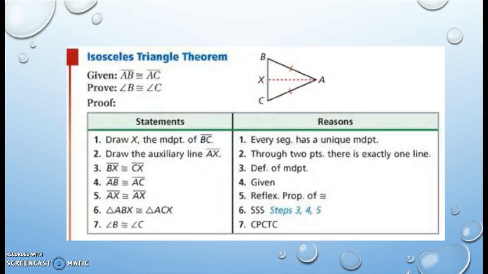Before we look at some problems, let's go over a proof of the isosceles triangle theorem. So in this diagram, we are given that side AB is congruent to side AC. We want to prove the isosceles triangle theorem. So we want to prove that angle B is congruent to angle C. That is the angle opposite each of those sides. We want to prove B is congruent to C.